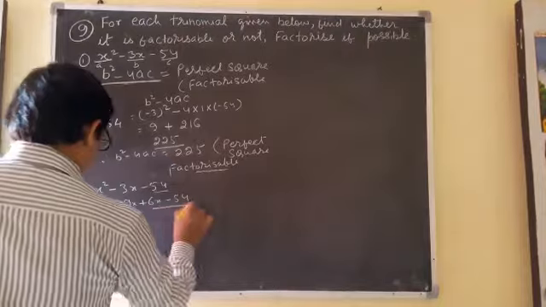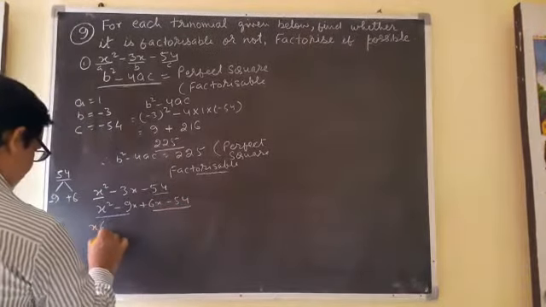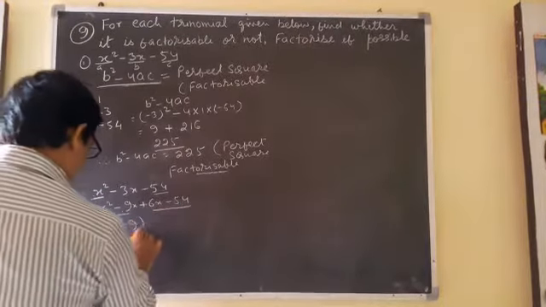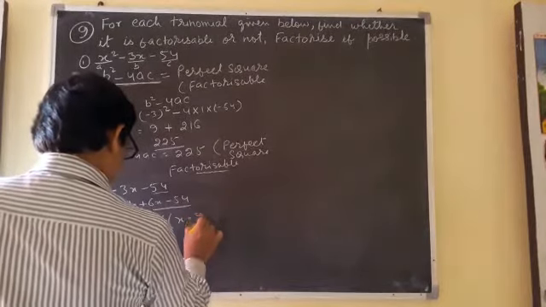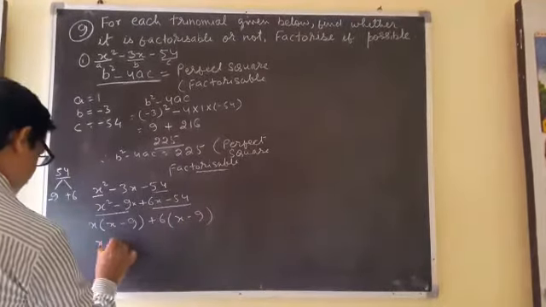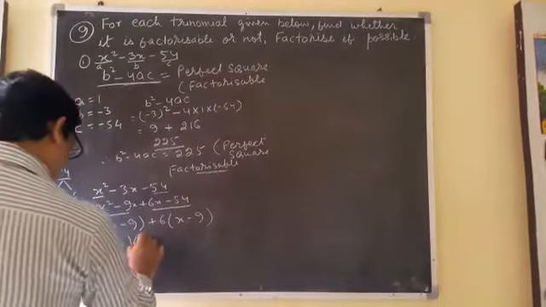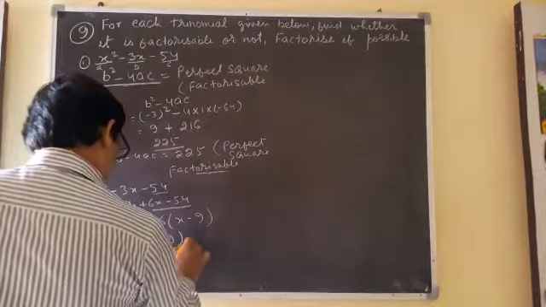Now we'll make it a pair. So here we will take x as common, so x minus 9, plus 6 we will take common, x minus 9. So we can write x plus 6 and x minus 9. This will be our answer.